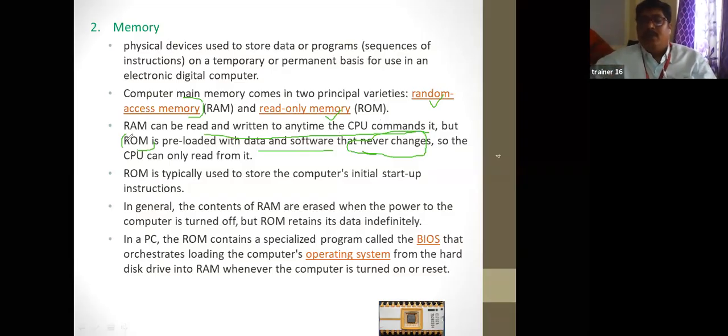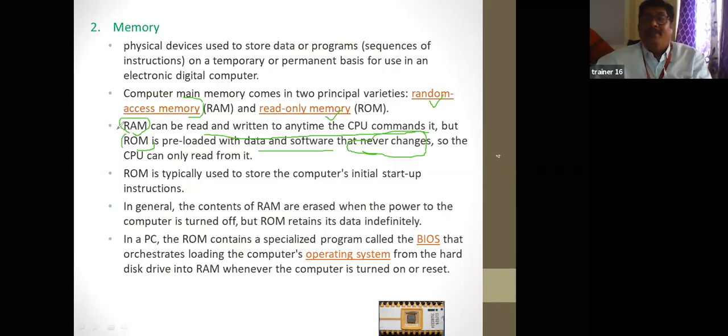For example, Windows 7. We have to install Windows 7, right? Or Windows 10. That one we cannot change. That is the example I am saying. It will read the data, and according to that it will install the software. Changes do not happen.